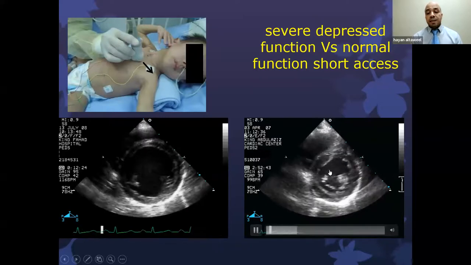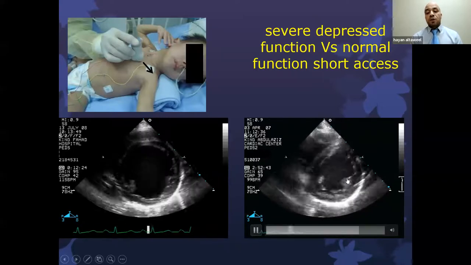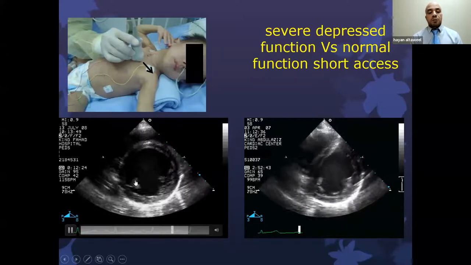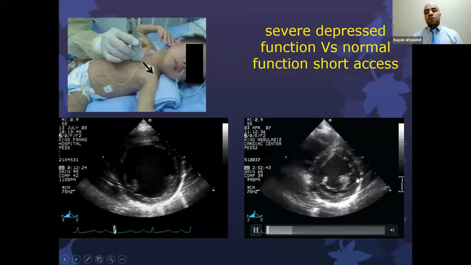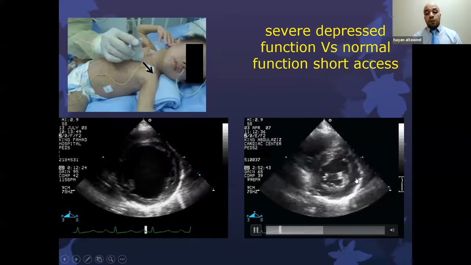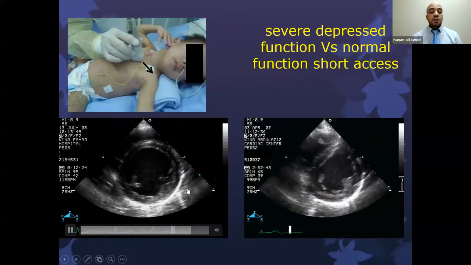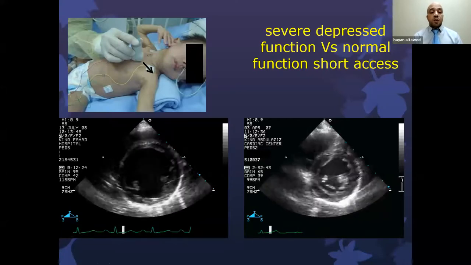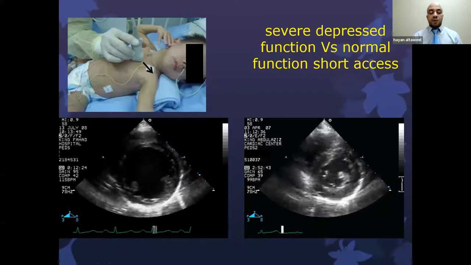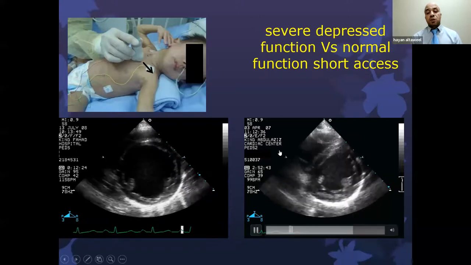And as you can see here, you can visualize the left ventricle at the papillary muscle in both patients. See here on the right side, this is the left ventricle contracting very well. While on the left side, see the walls of the left ventricle are not contracting, it's just rocking, and the contractility is very poor.